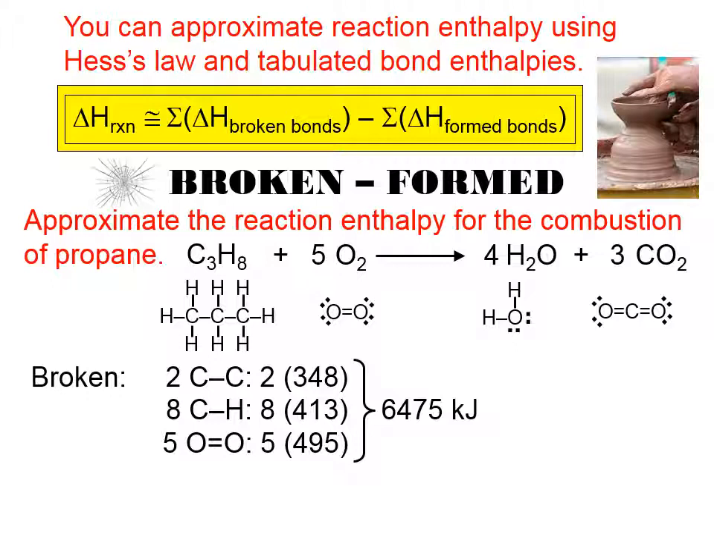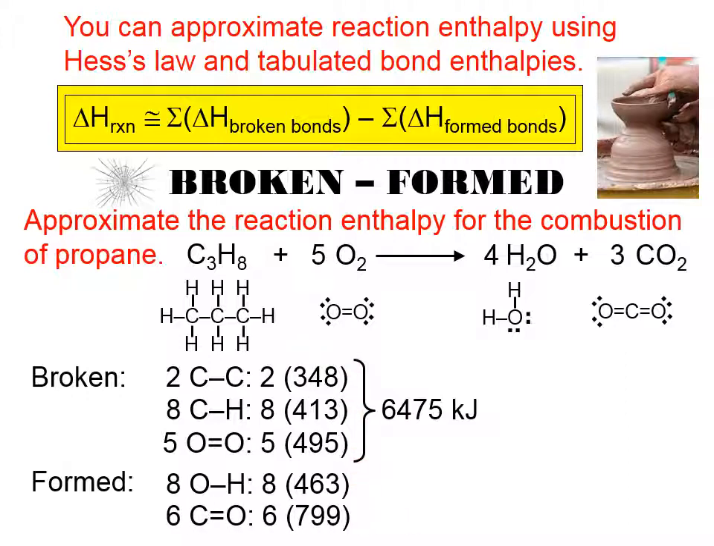If we tally that up, that's 6475 kilojoules. Now, let's do the same for the bonds that are formed. And so what bonds are we forming? On the product side, we have oxygen-hydrogen bond, and there's another one 4 times over. That's a total of 8. Again, these bond enthalpies we have looked up in some reference source. We have 6 carbon-oxygen double bonds. Those are the bonds that are formed.